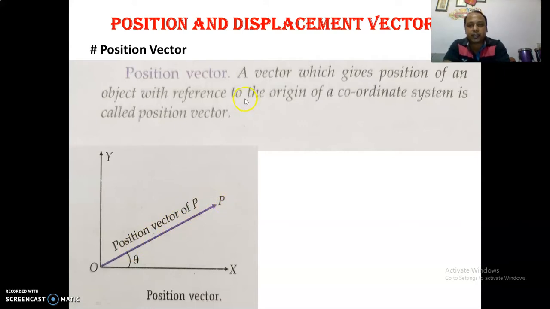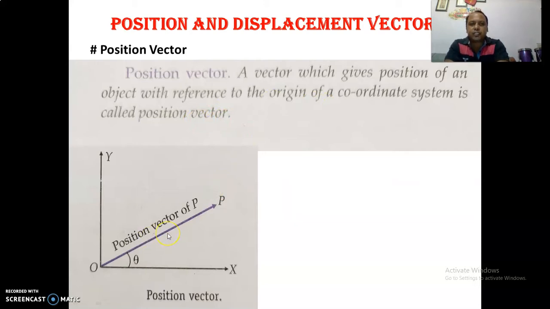So now again I am reading out the statement here. A vector, meaning this arrow, which gives the position of an object. It gives the position of P with reference to the origin, because it starts from the origin. So with reference to the origin, it gives the position of the body in a coordinate system. The coordinate system here we have taken is the XY axis. This is called position vector. So I think it is very clear to you.